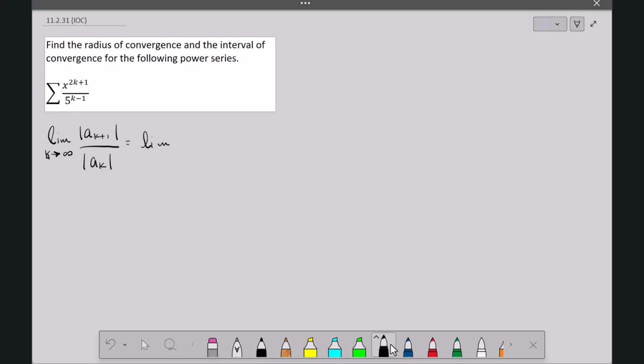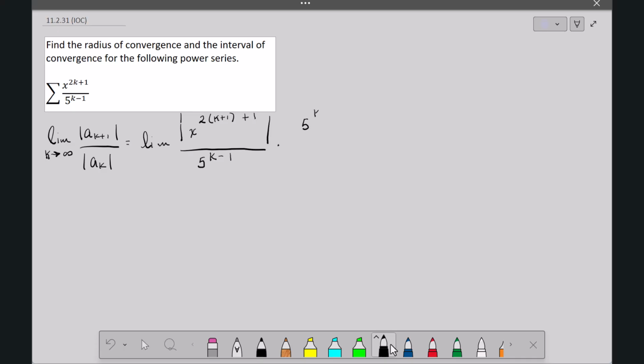So a sub k plus 1, we are going to replace all the k's with k plus 1. So that's going to be 2 times the quantity, k plus 1, plus 1. That's the numerator, and we want it in absolute value. The denominator is always positive, so we don't need to deal with absolute values there. So there's a sub k plus 1 in absolute value.